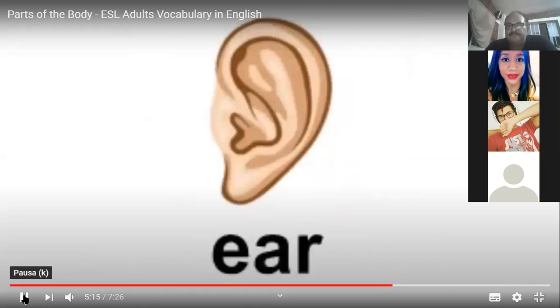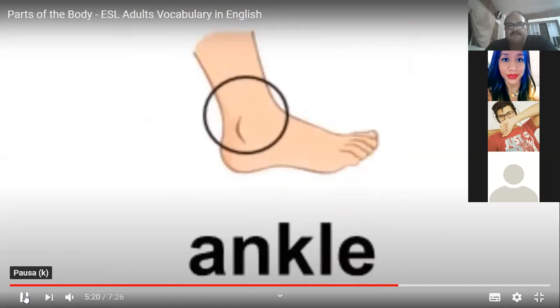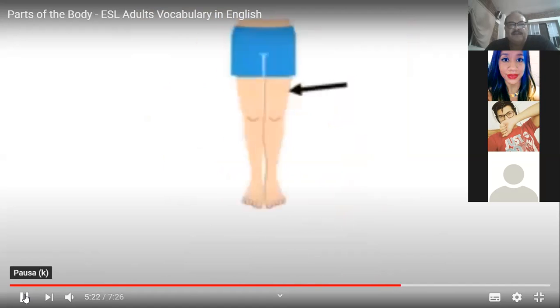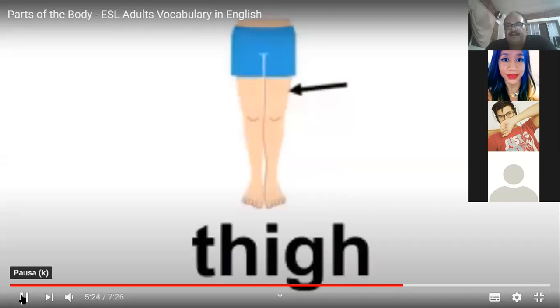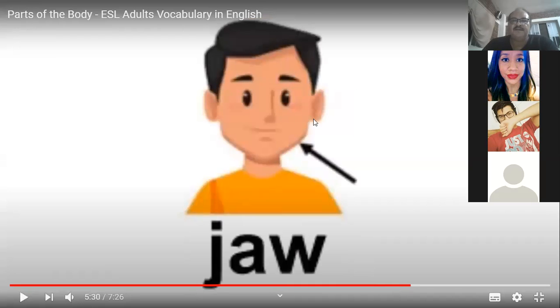Teeth. Ear. Ankle. Thigh. Thigh es el muslo, right? Jaw. Mandibula here, right? Jaw.